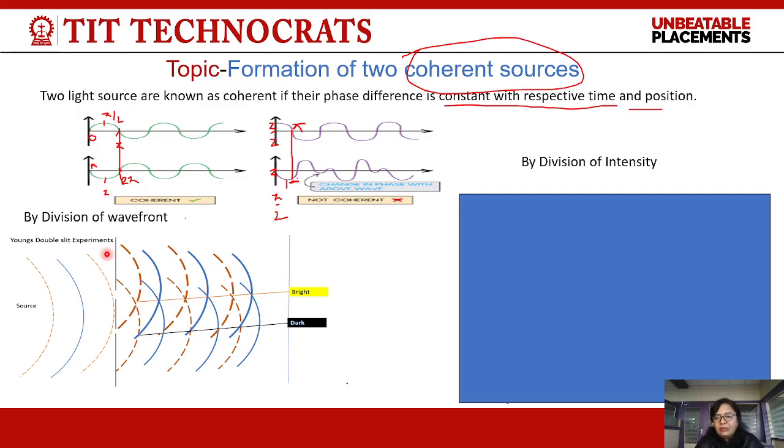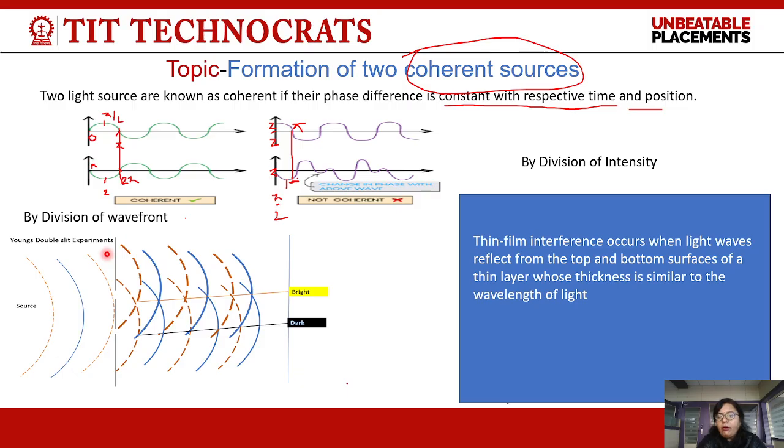The next technique is known as division of intensity. For this, we need a thin film. So, what is thin film interference? Thin film interference occurs when light waves are reflected from the top and bottom surface of a thin layer whose thickness is similar to the wavelength of the light.